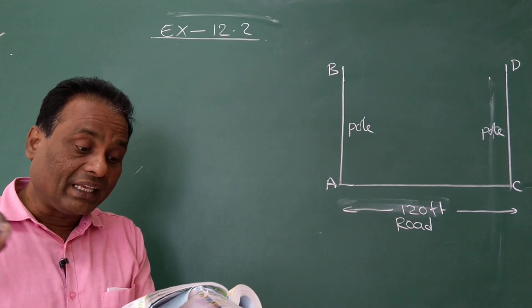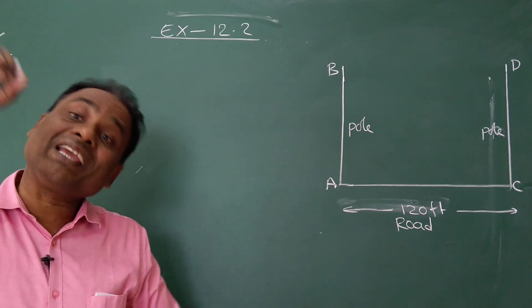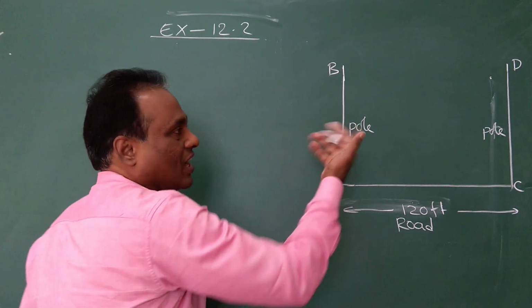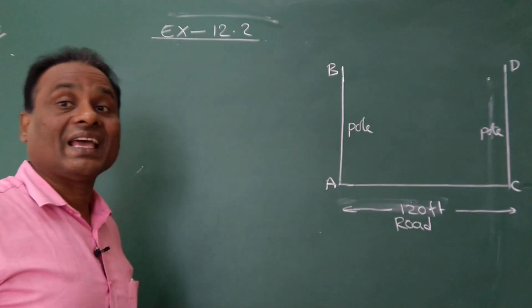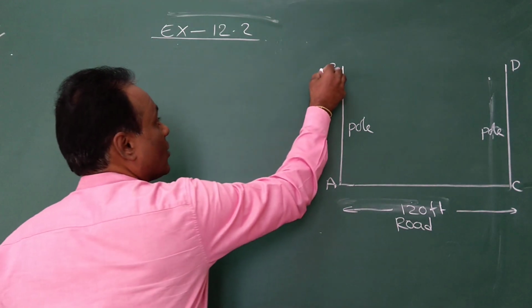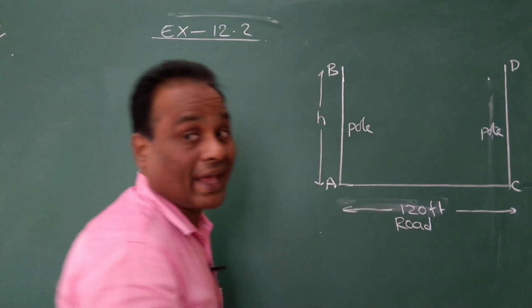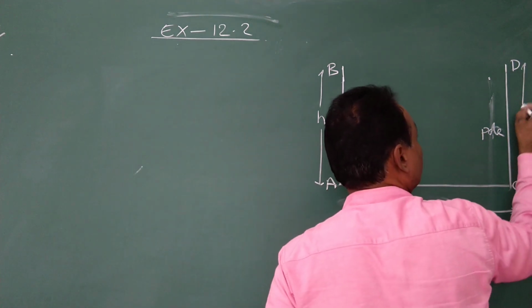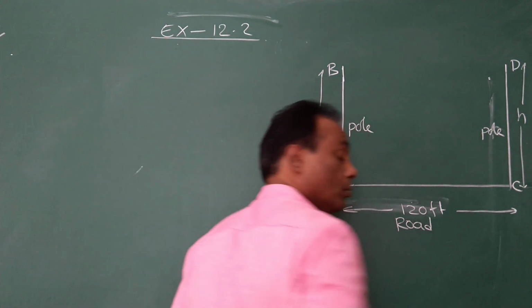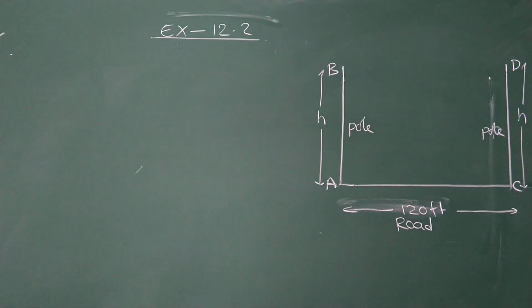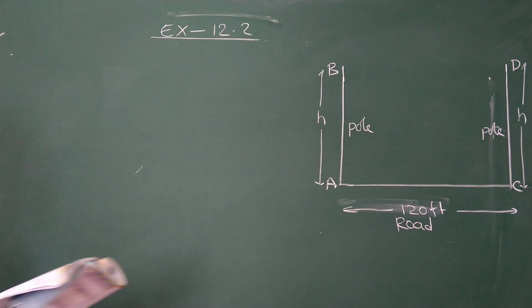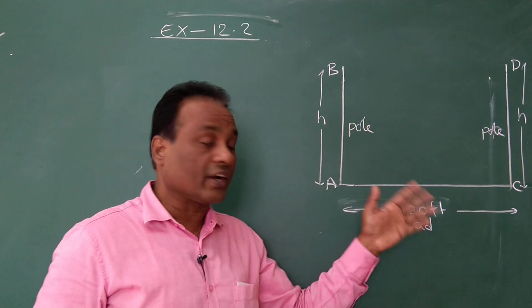The pole height is not given, but two poles are of equal height. Height is not given, but it is said that they are equal height. Equal height means, let us take one pole as h. The other pole's height is also h, because equal height. Both the poles are equal in height, standing on opposite sides of the road, which is 120 feet wide.